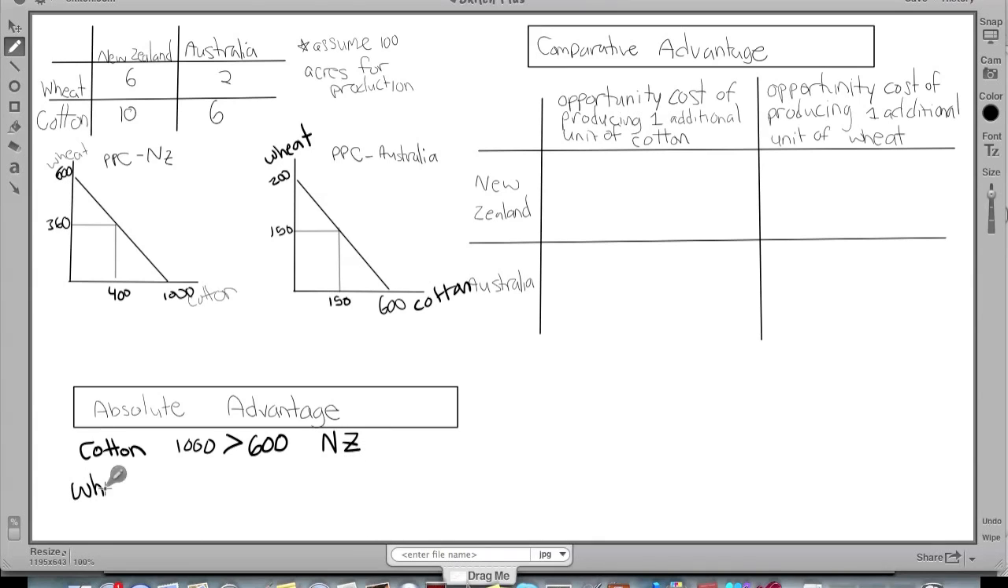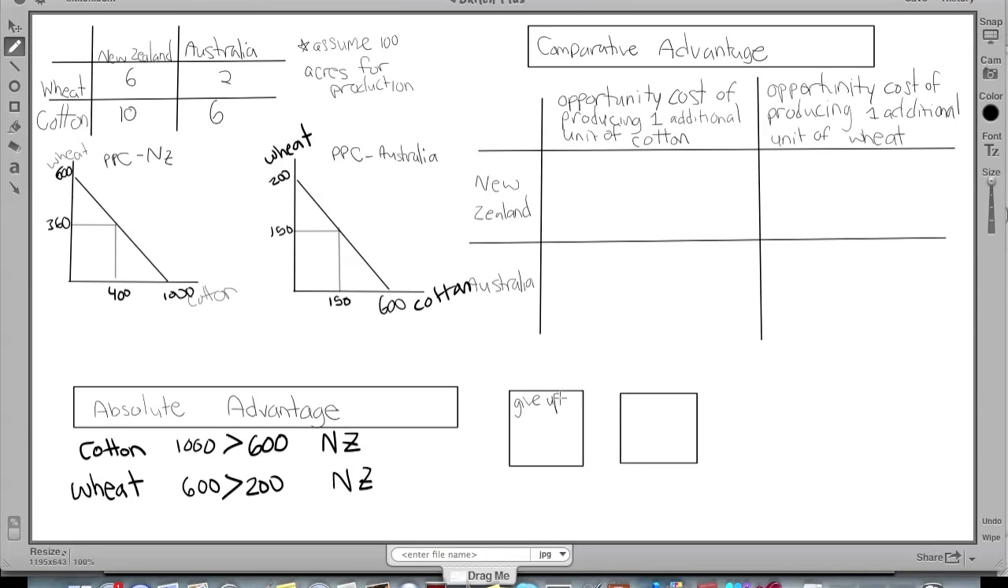Now if we look at wheat, which is on our y-axis, New Zealand can produce 600 and Australia can only produce 200. So 600 is greater than 200. That means again New Zealand has the absolute advantage. So now we're going to look at comparative advantage, and comparative advantage looks at which country can produce a good with the lower opportunity cost. Now there are two different formulas, and give up over get is when we're comparing outputs. So in this situation, we would use this formula because these are outputs.